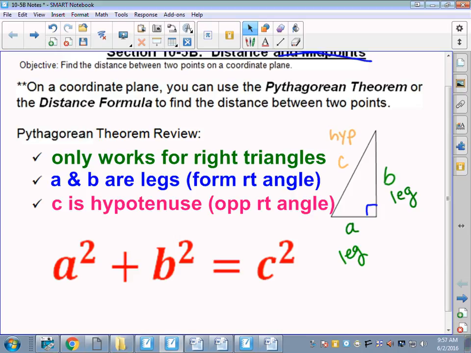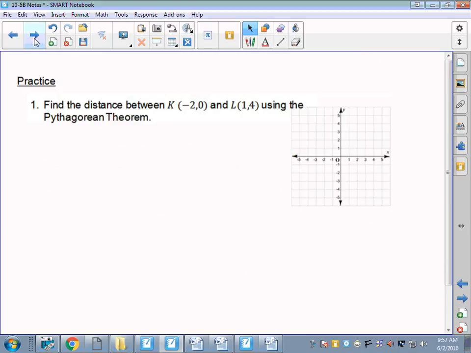So let's do a quick problem here, and let's use Pythag to find the distance between K and L. So I put a little coordinate plane on here. K is at -2, 0. L is at 1, 4. And I want to find out what is the distance in a straight line between those 2 points. It's not easy to count, right? Because it's all diagonal. If it were nice and neat in either horizontal or vertical, we could tell.